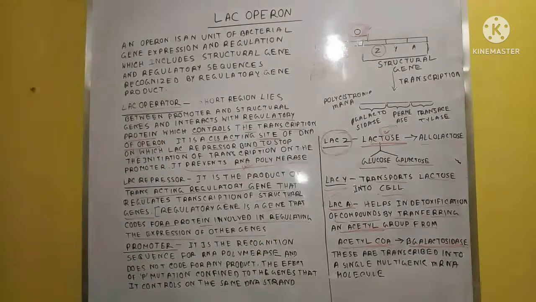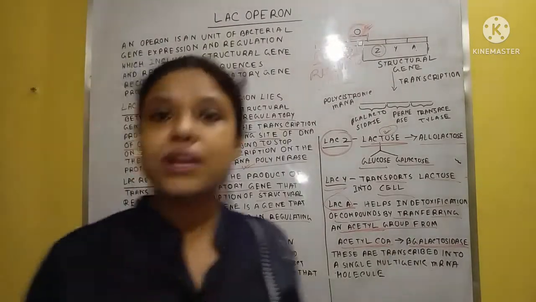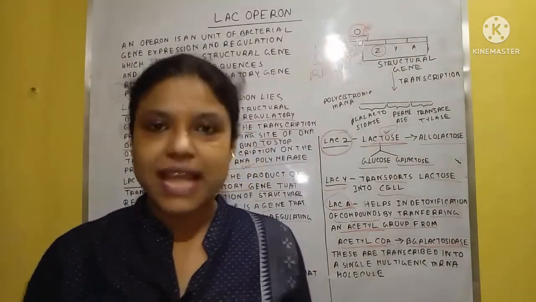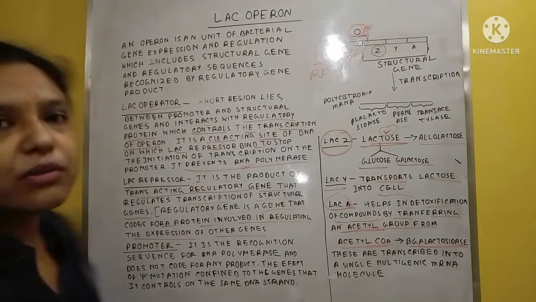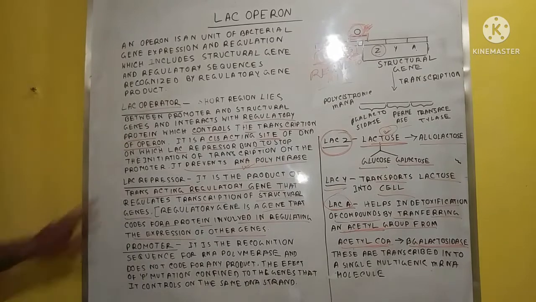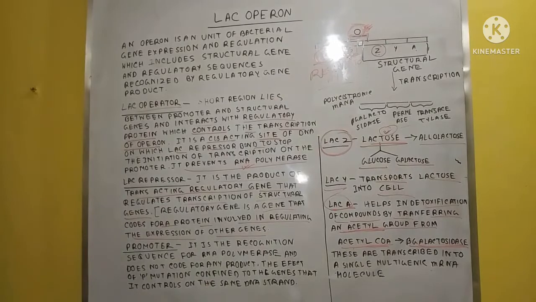Why is it called the regulator gene? Because it controls, or helps to regulate, the expression of the other gene, and that's why it is called the regulator gene, and its product is called the regulator protein. So here is the I. I is the regulator gene and its product is the repressor.